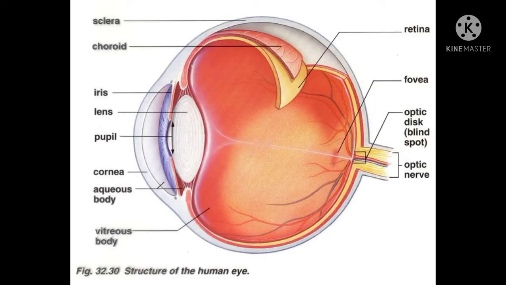Apart from these parts, we have two humors in our eye. The first one is aqueous humor, a clear fluid that lies in the space between the iris and cornea. This maintains eye pressure and gives the front of the eye a rounded shape. The next humor is vitreous humor, a jelly-like substance that fills the middle of the eye, giving it form and shape.